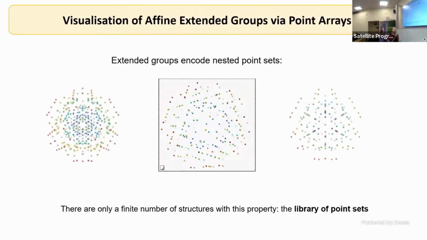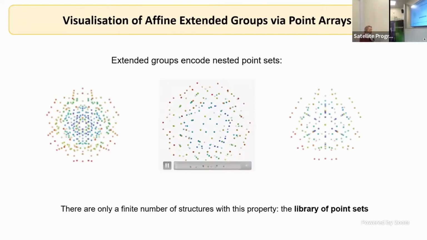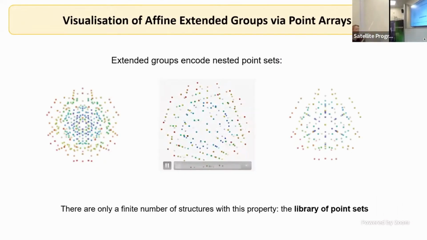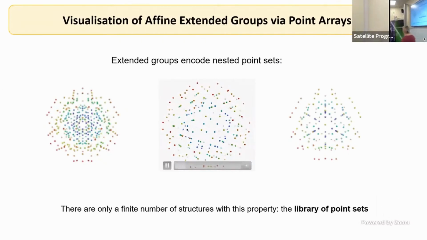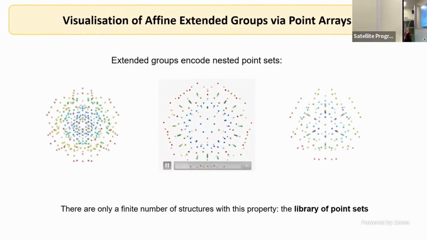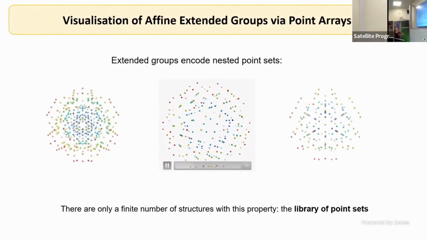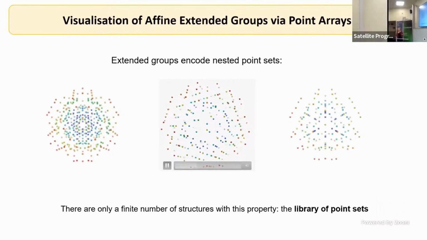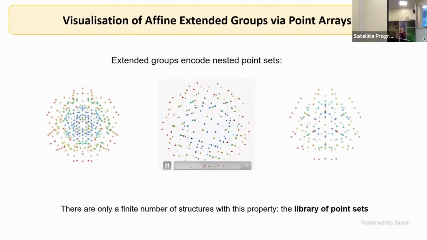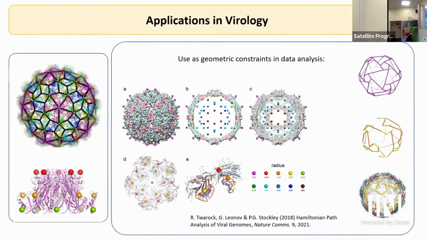This is actually animated to show you a bit how it looks. So we have a library of these configurations that we call a library of point sets, which are embodiments of these symmetry and extended symmetries that we've been discussing here. Now just a few slides about how we use it before we go to the packings.